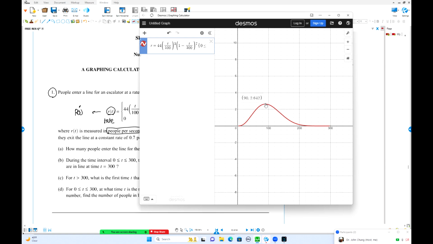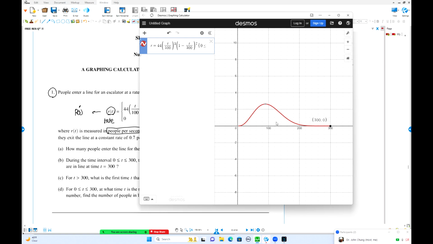The highest point here, at this time, is when t is 90 seconds. In 90 seconds from the beginning, the maximum rate is 2.6 people. After this, it gets lower, not many people, all the way over here up to 270, still not zero but close to zero, approximately. After 300, finally zero. Nobody gets into the escalator.